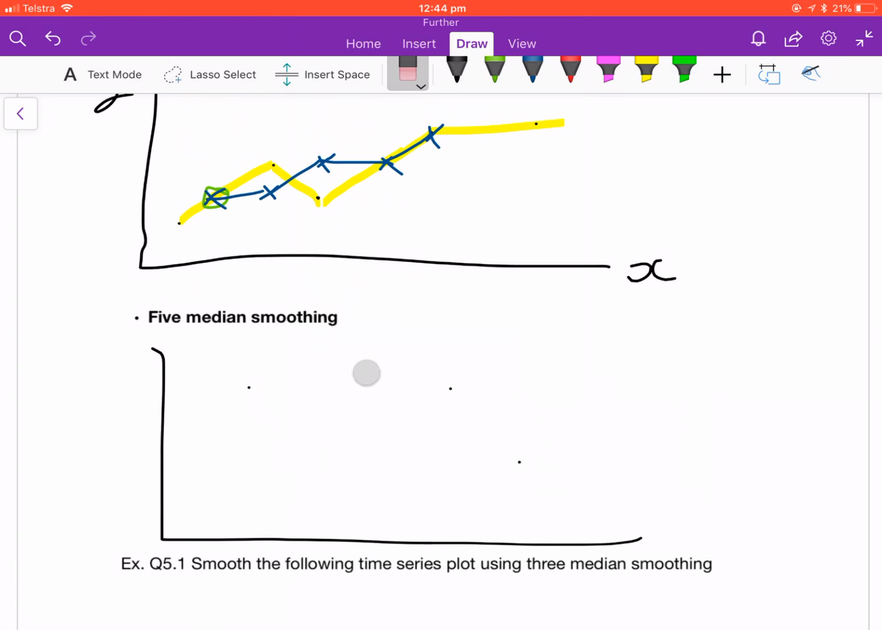Hold on, use a different colour. Oh my god, sorry. Alright, the yellow will work.